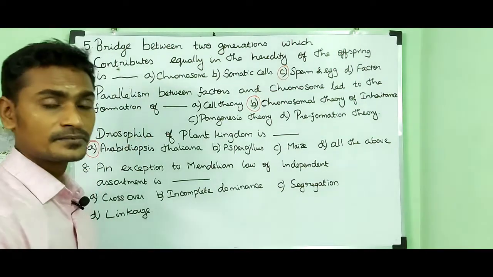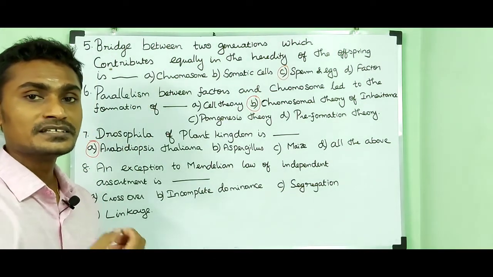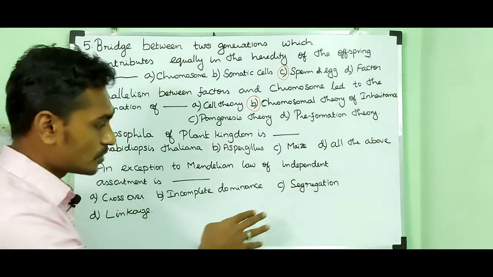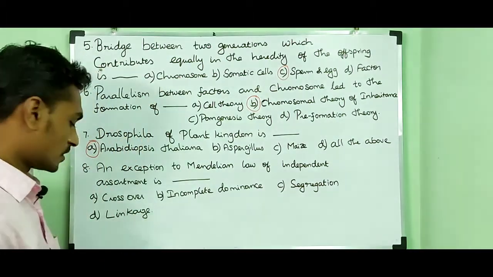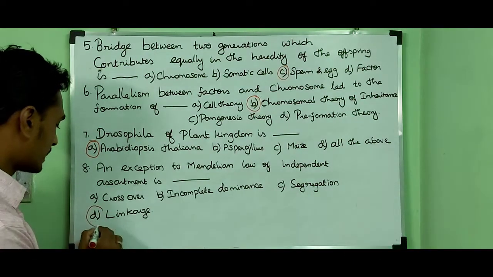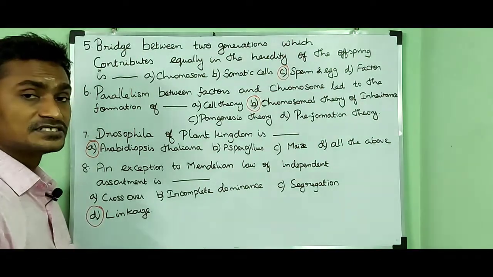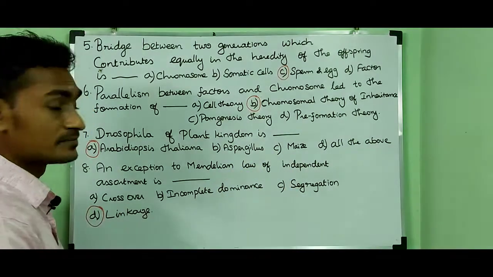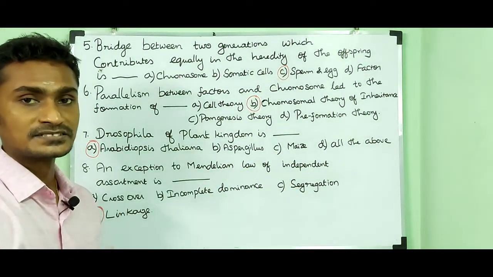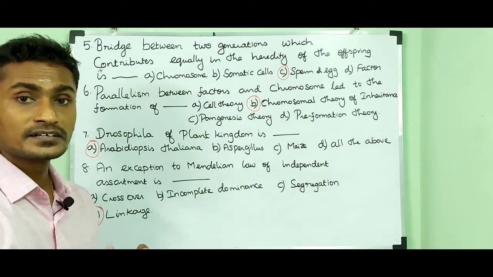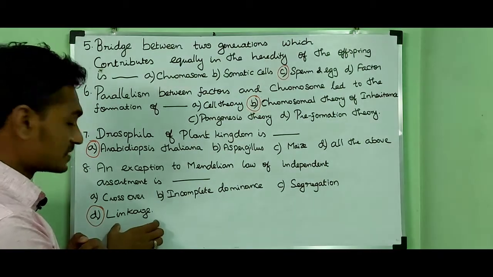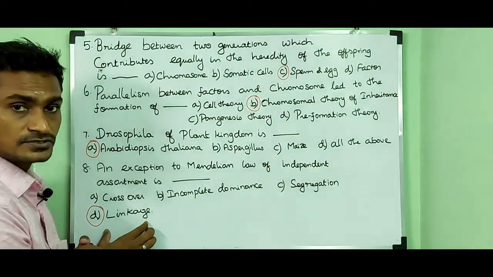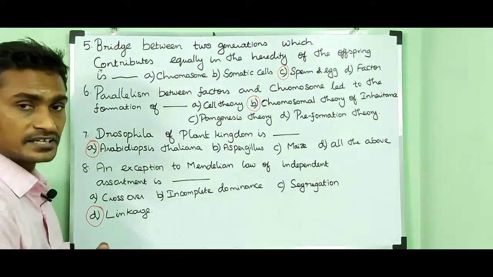Segregation means during gamete formation, each allele goes into a separate gamete. So option C is also wrong. Option D, linkage, is the right answer. If the genes are linked, the law of independent assortment does not apply. This law is violated by the condition of linkage. So the option is linkage.